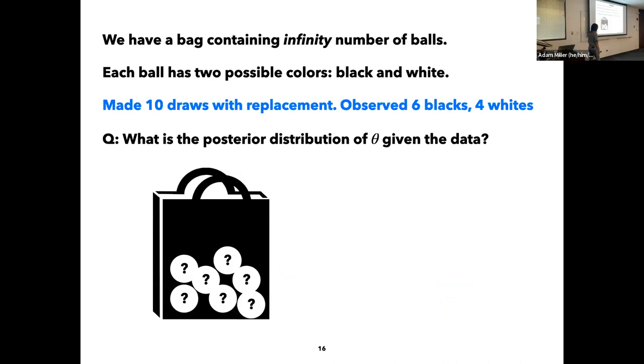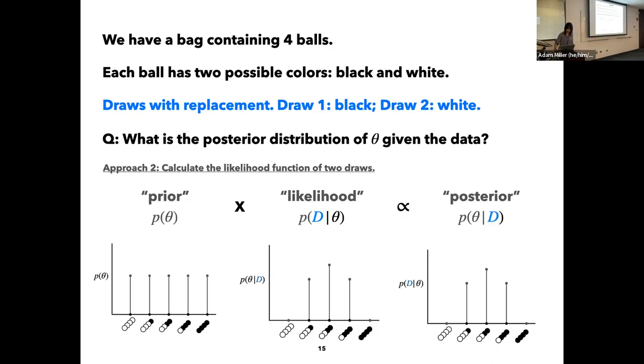Say we have a bag with an infinite number of balls, and we make 10 draws, and we find 6 black, 4 white. What will be the posterior in this case? A reminder that in the case we showed, we made 2 draws. This is pretty much the same as taking a uniform prior times... so, okay, making 2 draws, let's get to the posterior.